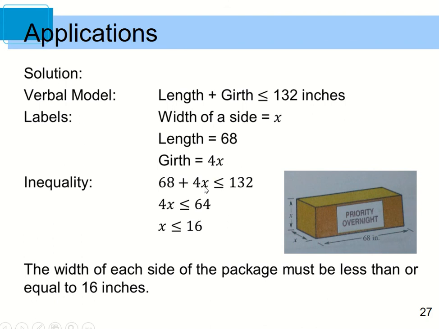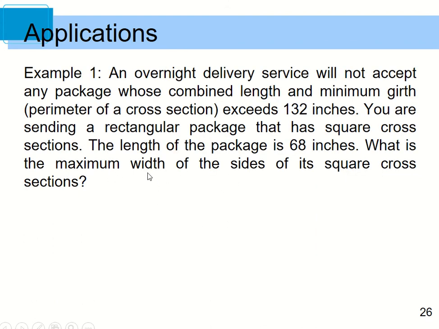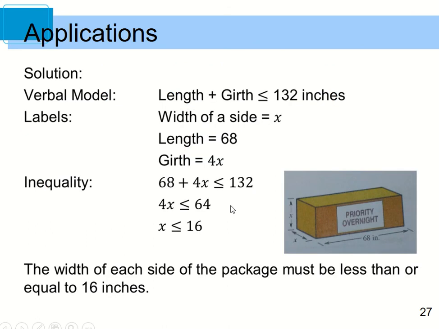Now, to find the maximum width of the sides, we are looking for x. To solve for x, we have 132 minus 68, which gives 64. So 4x should be less than or equal to 64, and x should be less than or equal to 16 inches. So the width of each side of the package must be less than or equal to 16 inches. This is how we apply inequalities in real life.